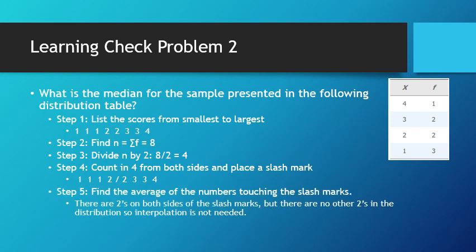Step 5, you're going to find the average of the 2 numbers touching the slash mark. Well, there are 2s on both sides, and there are no other 2s in the distribution, so you don't need interpolation. So really, the median is the average of 2 and 2, which is just 2. So there you go. The median is 2.